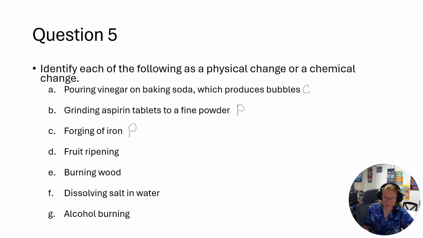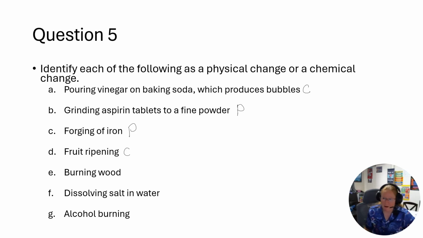Okay, fruit ripening. If you think about a banana, it starts off yellow, or actually it can start off green, depending on how you buy it, and then it goes yellow, and then it goes brown, and it goes even more brown, and it just kind of gets gross. Is that a physical process or a chemical process? When I have that brown banana, can I turn it back into the green banana? No, so this is chemical.